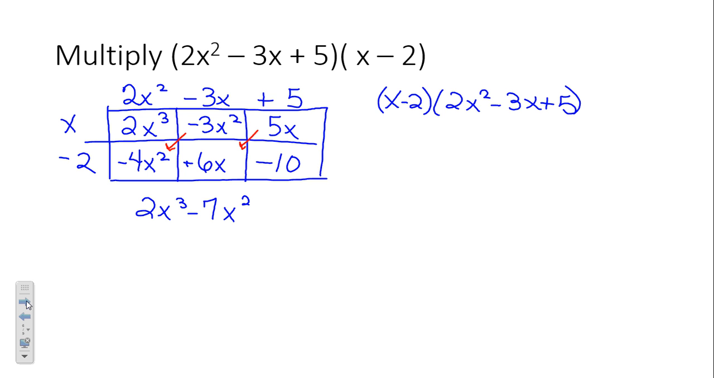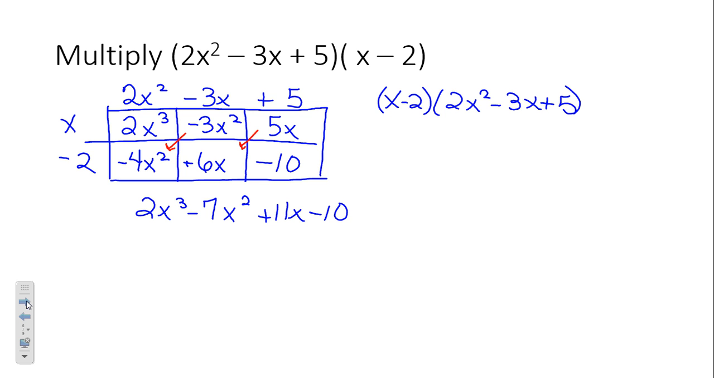Good. We didn't change the power, right? We're only combining like terms now, so we're not going to change the power. We did that when we multiply. Okay? A 5x and a 6x, 11x, and a negative 10 has nothing to add to it, so it's negative 10. Okay? So that's a product box.